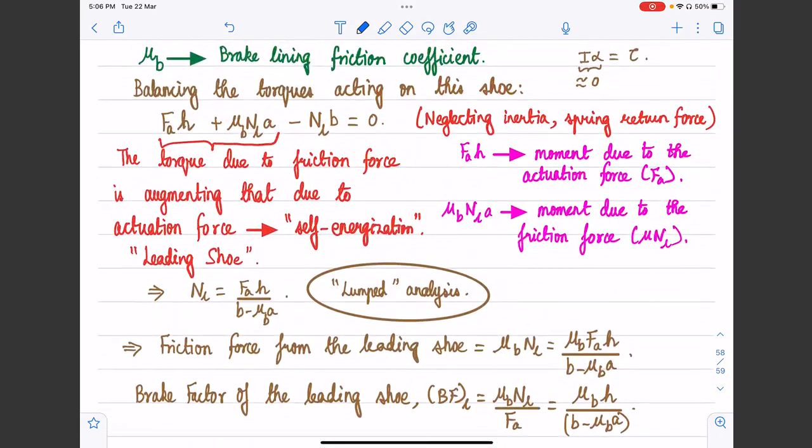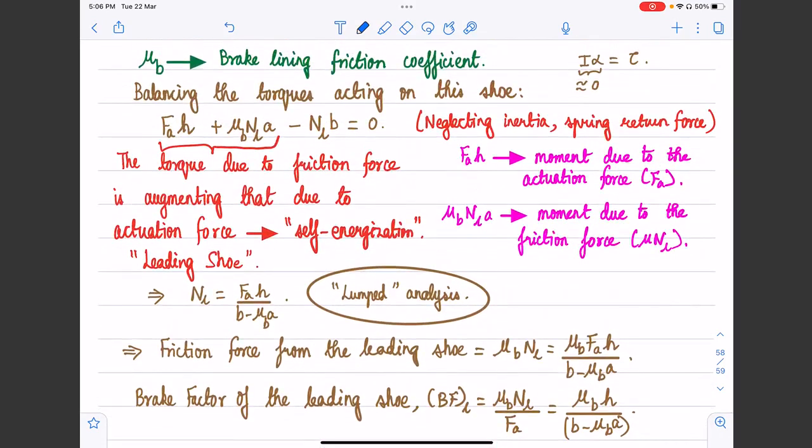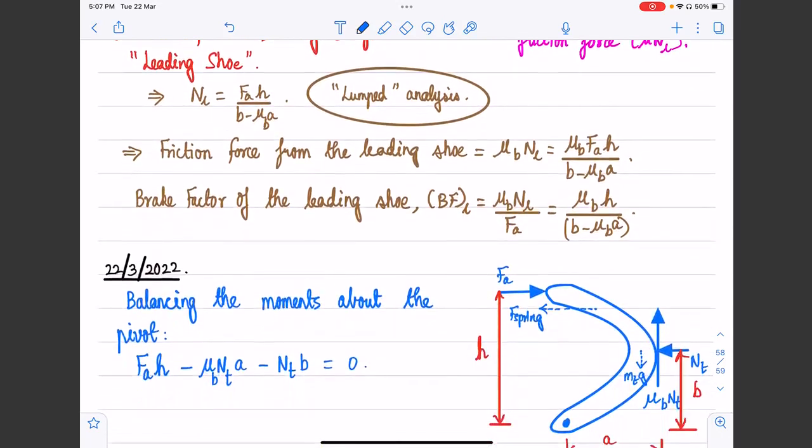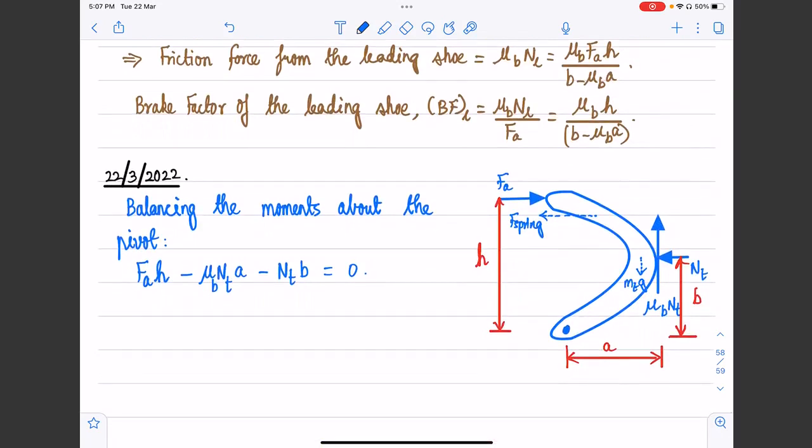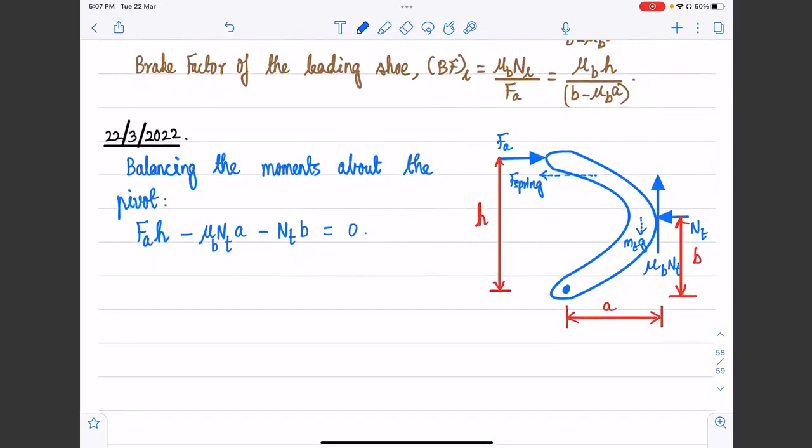So this is the same principle we used to write down the equation for the leading shoe in the previous class, right? That is the same idea that we are using. So here we can immediately notice that the moment we write down this equation, there is no self-energization. There is no self-energization in this case, and we can immediately see that the torque due to the friction force is in fact opposing the torque due to the actuation force.